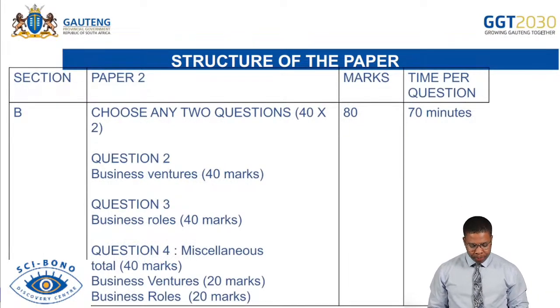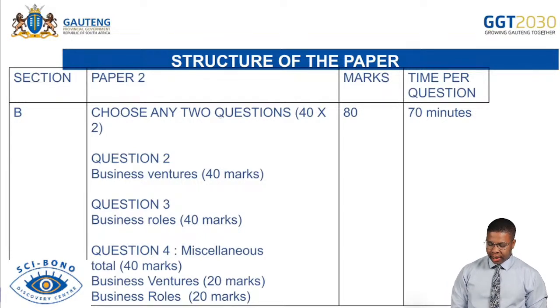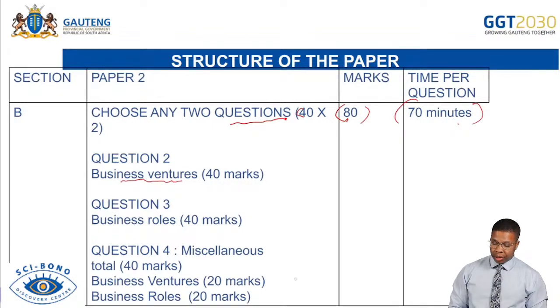As we move to section B, we have 3 questions there, and you're expected to choose any 2 of the questions, and they're allocated 40 marks for each question. I said you are supposed to choose 2, so the mark allocation there is 80, and the time allocated there is 70 minutes. Now, question 2 will have questions which assess business venture as a main topic for 40 marks, and question 3 will have questions that assess business roles for 40 marks. Then question 4 will have what we call a miscellaneous question, which has a total of 40 marks as well.